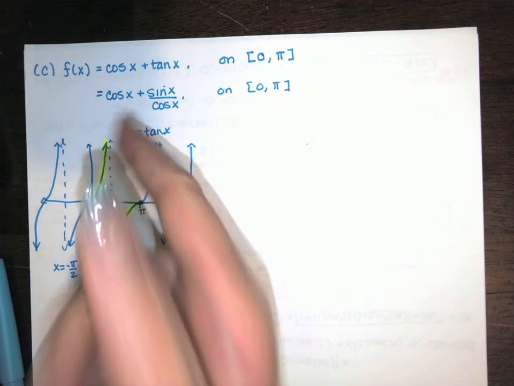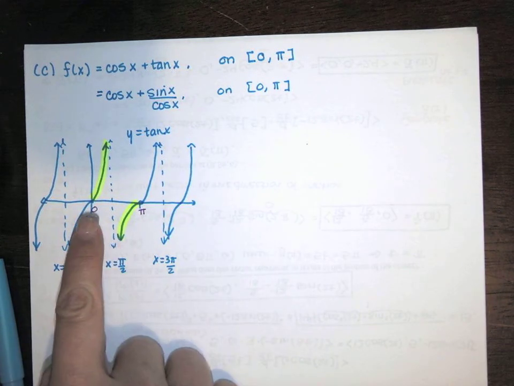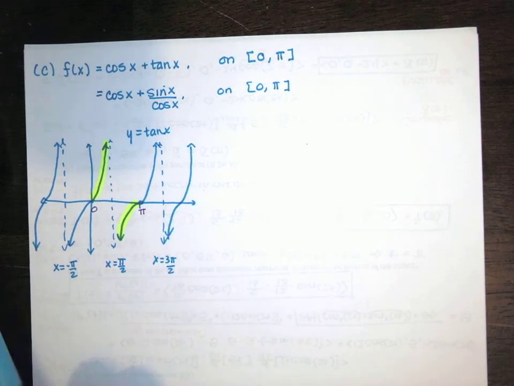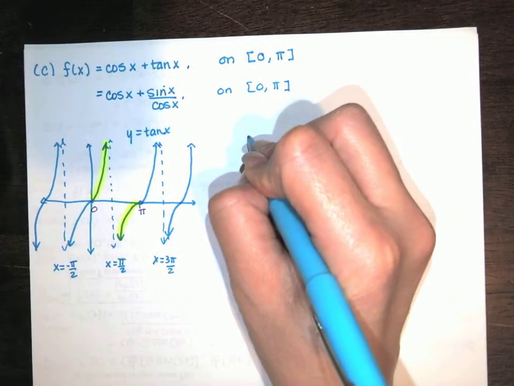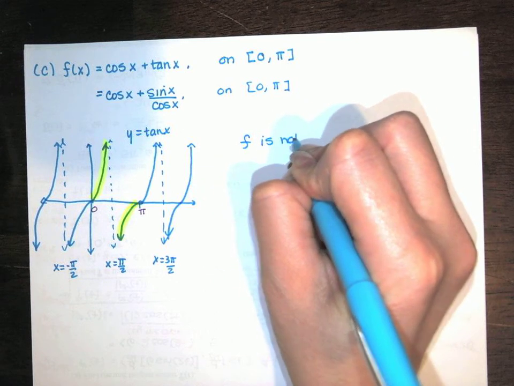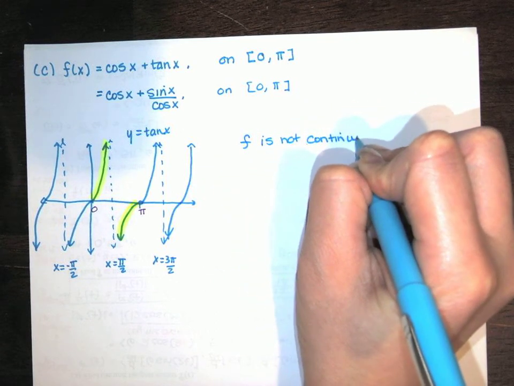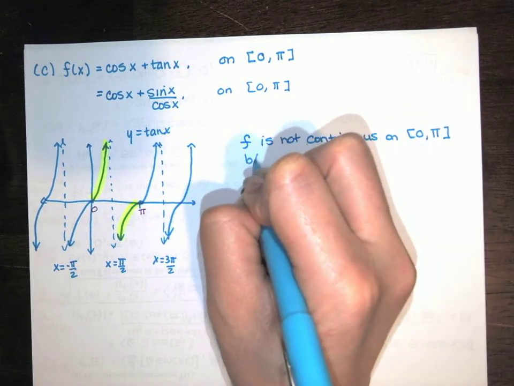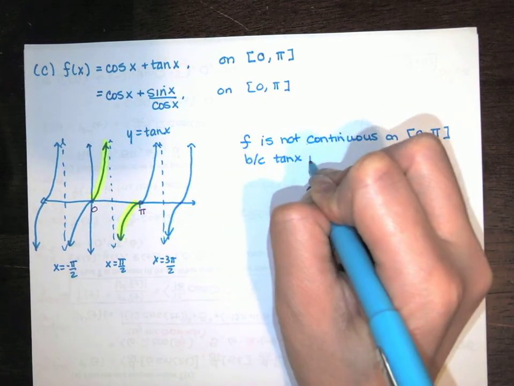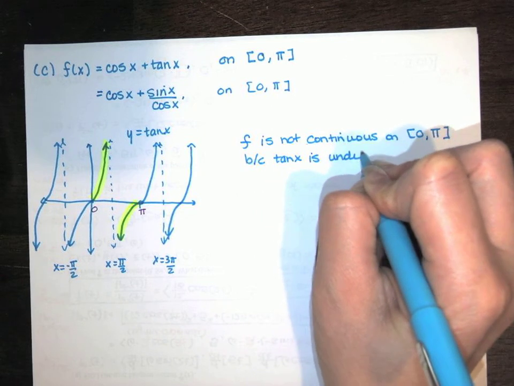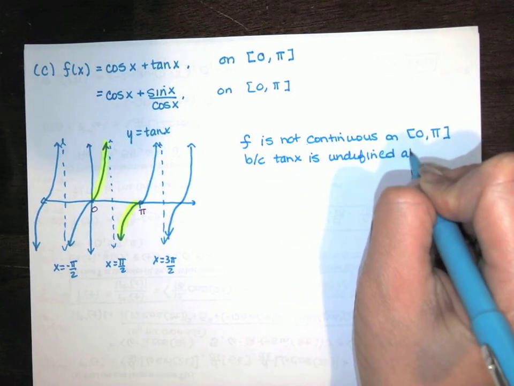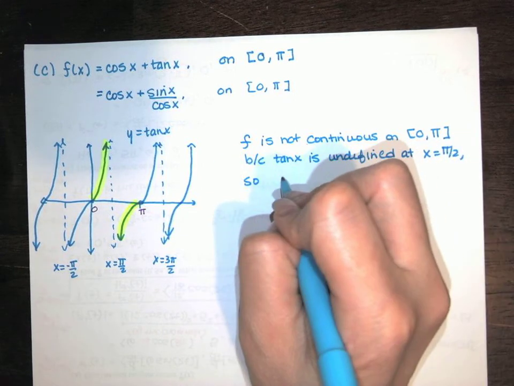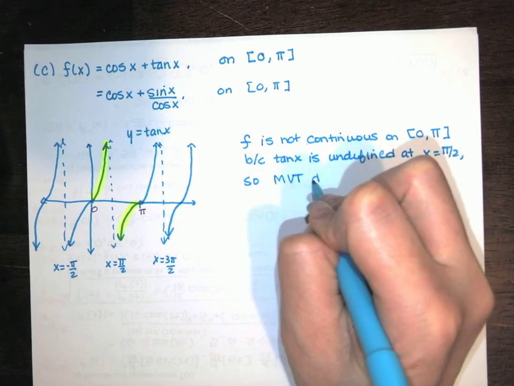You could also just look at the cosine graph and see when is the cosine 0, and you'll see that cosine is 0 at negative pi over 2, pi over 2, 3 pi over 2, and so on. So we'll say f is not continuous on the interval because tangent of x is undefined at x equals pi over 2. So the mean value theorem does not apply.